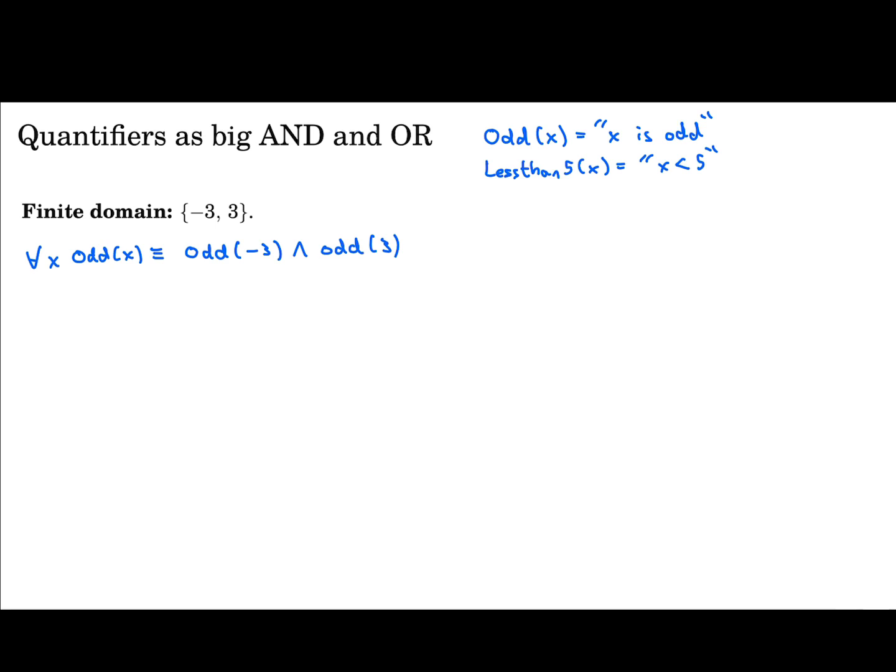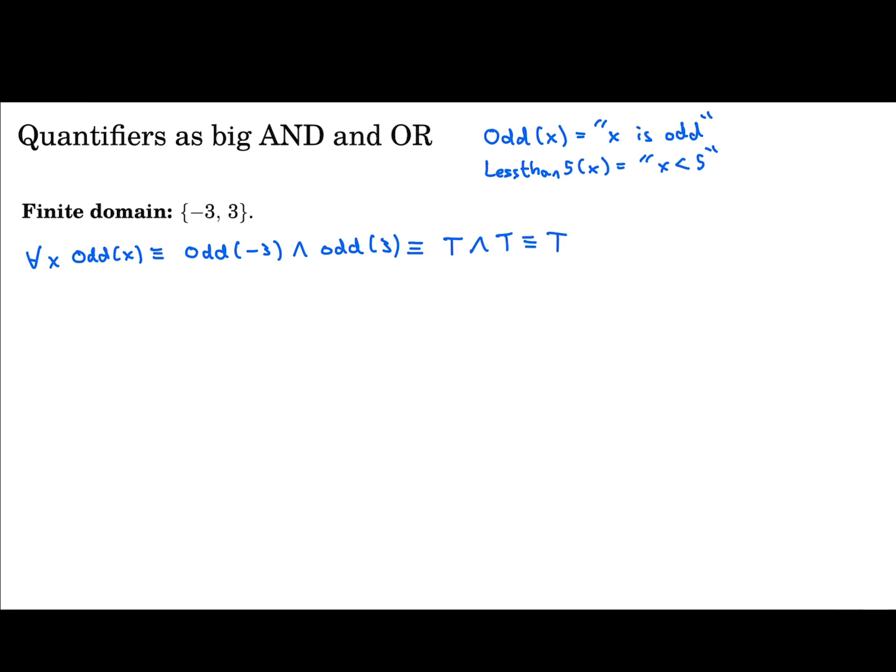Why? Because if it's true that for every x, odd of x has to be true, that's the same as just doing a huge and over your whole domain. So it needs to be true that odd of x is true for everyone in the domain. In this case, the domain has two elements, -3 and 3, and so these need to be true. So odd of -3 is true, and odd of 3 is true, and true and true is true, if we go back to the truth table for that. And so it is true that for every x, odd of x holds for this domain, right?